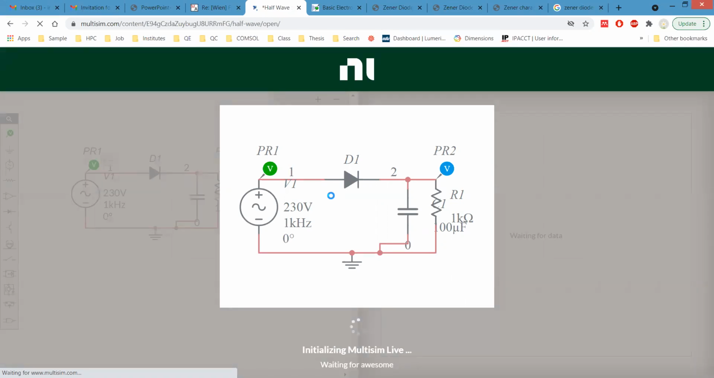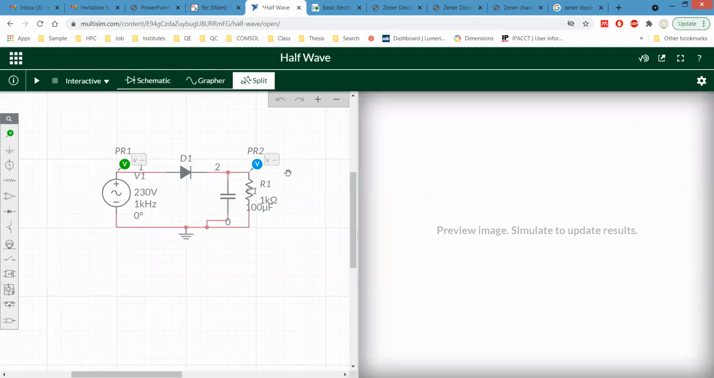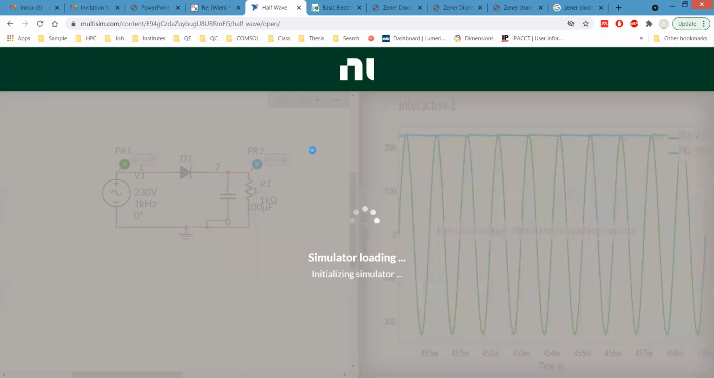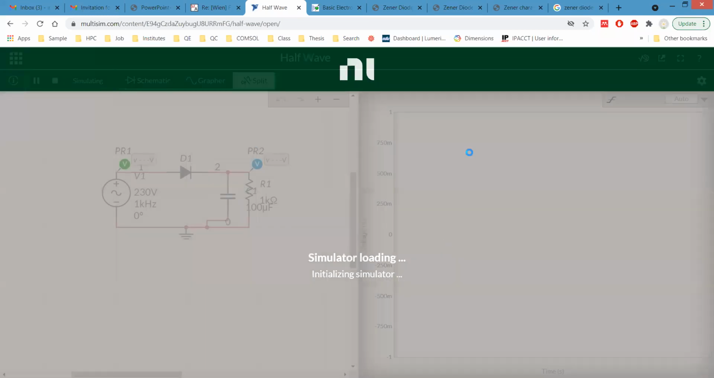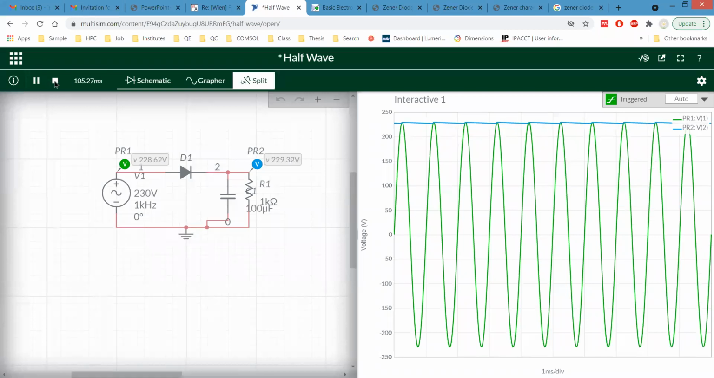In that one we have to note down the data and we can plot it, but maybe it is possible, I don't know right now. Yeah, as you can see here, we can plot this graph. If you just simulate it, then you will have this graph.